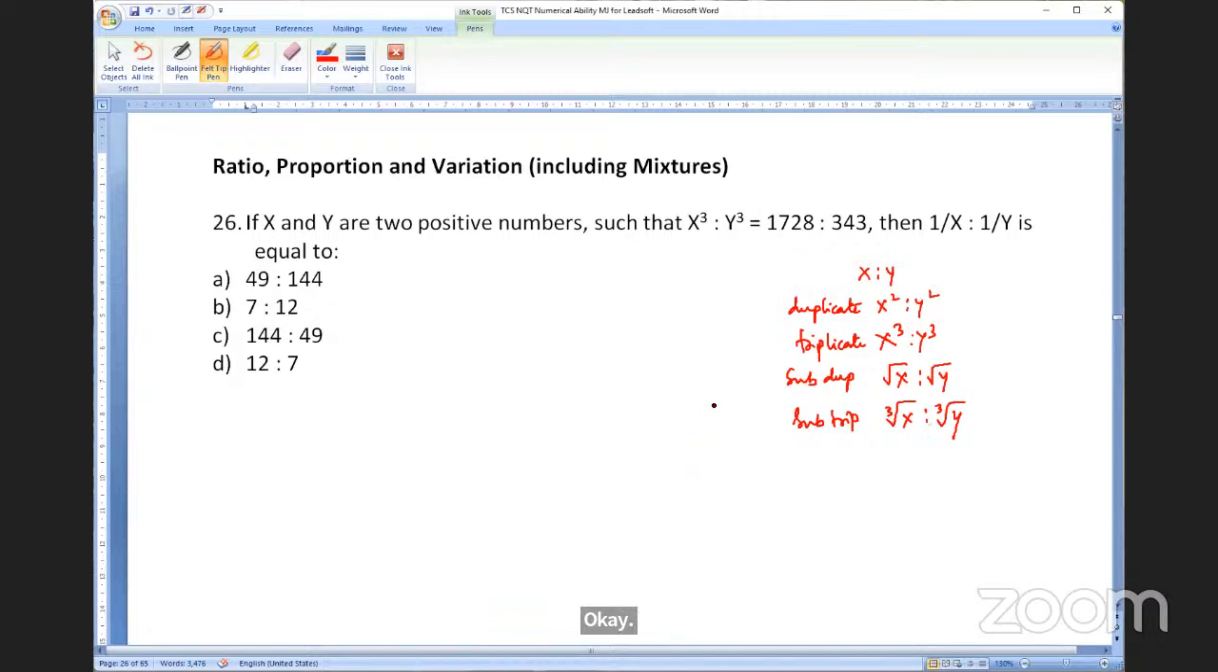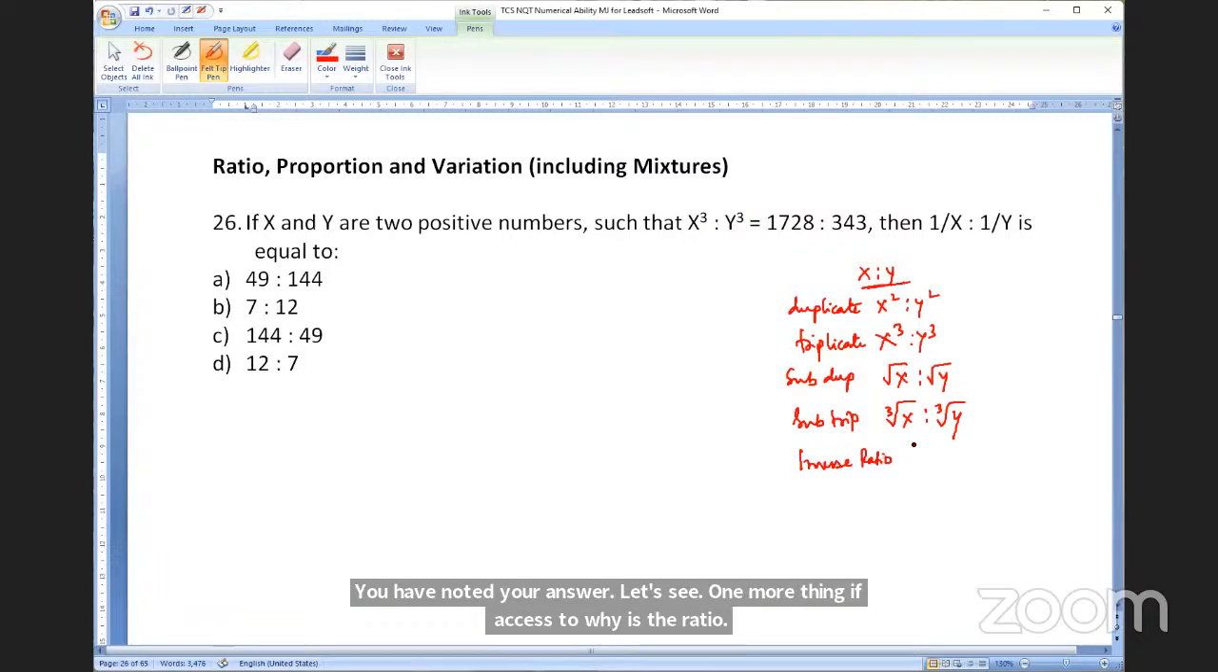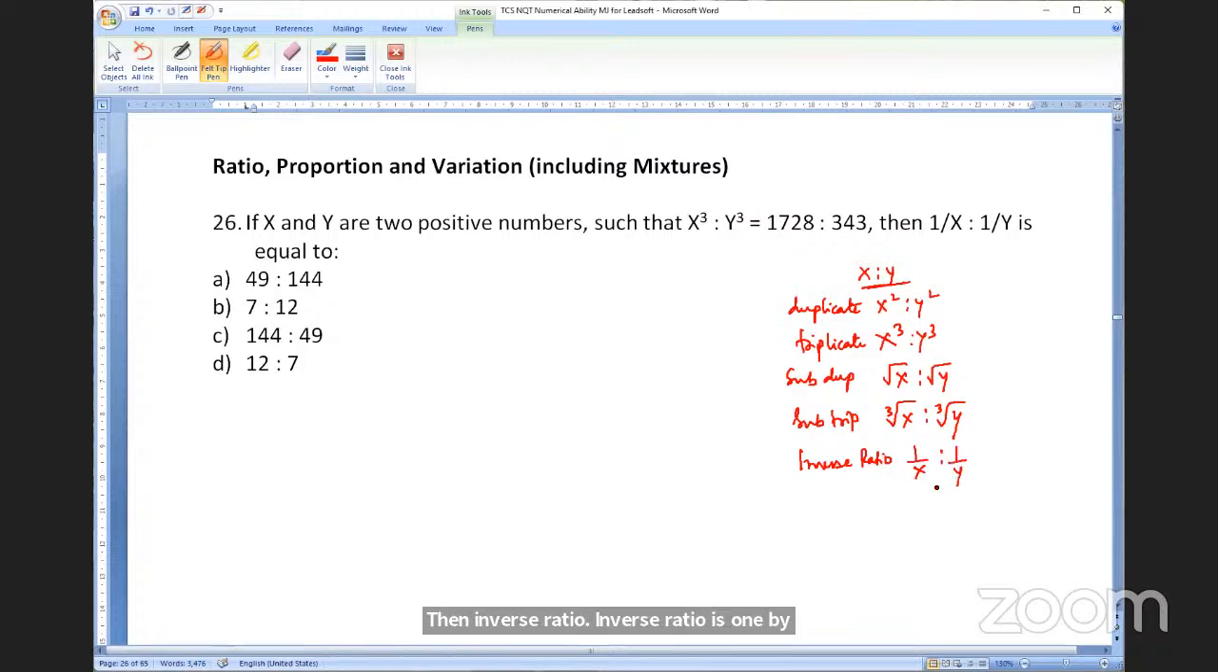Let's see. One more thing, if X is to Y is a ratio, then inverse ratio is 1 by X is to 1 by Y. That means if 1 by X is to 1 by Y is a ratio, then inverse of this will be Y is to X. If we look carefully, 1 by X is to 1 by Y is nothing but Y is to X. 1 into Y gets multiplied here, X into 1 gets multiplied here. So it is Y is to X which we are looking out for.